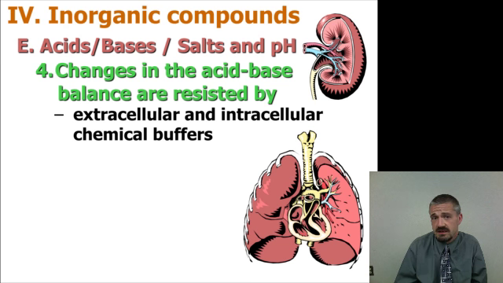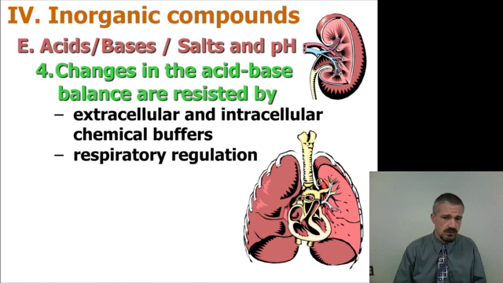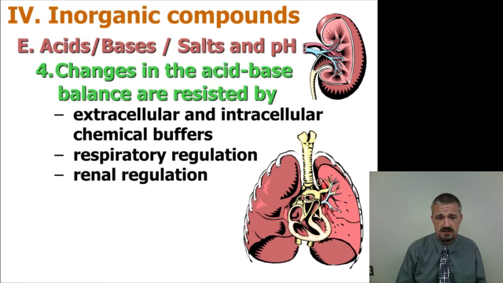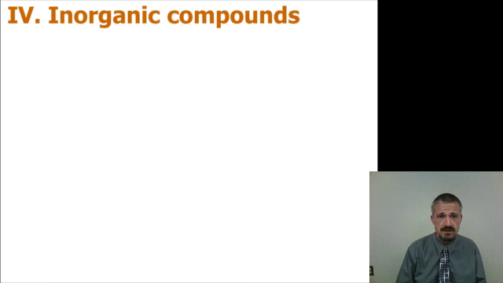We'll get into this a lot more in other chapters, but we do have a lot of mechanisms in place in order to resist changes in this acid and base balance. Because we have such a tight range, 7.35 to 7.45, it makes sense that we have a number of systems in place to try to keep those pH changes from going too high or too low. So we do it by respiratory regulation. We have different chemical buffers. We use our kidneys to get rid of some of this as well.